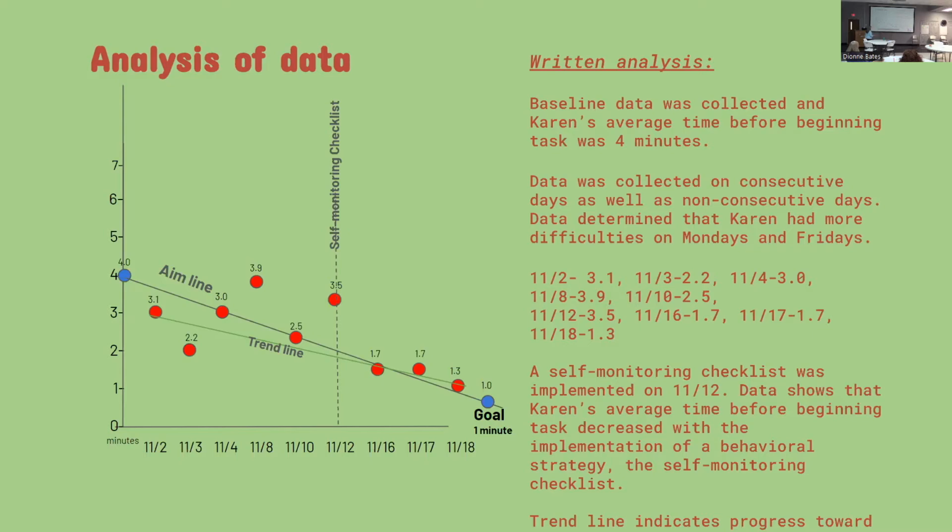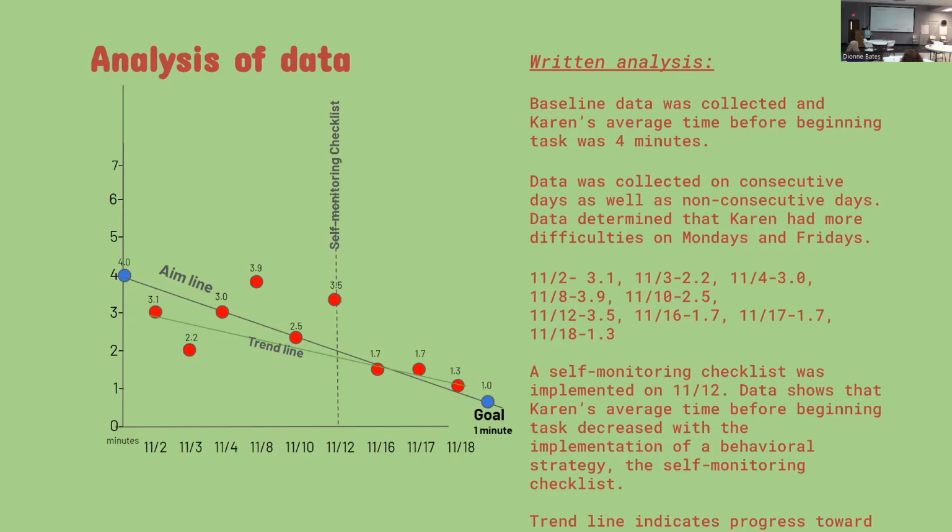Now, we also know that instructional change happened. So we know that data says that her average time before beginning a task decreased when you put in that behavioral strategy of self-monitoring, right? So what are we saying about that student's performance? What are we saying about this self-monitoring? That it's working. That's right. Why is that important that we note that or we reflect on that?